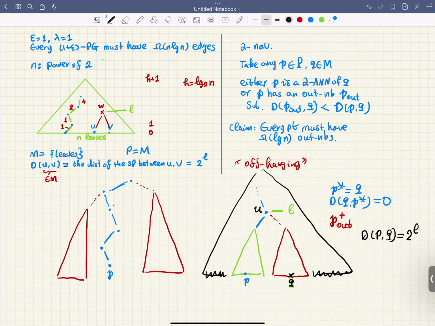Because if this P plus L was here, right, then the LCA will be higher than level L. You see what I'm saying? And then your distance is actually worse than before. I mean, what's going on here, right? Okay, so you can see we have rejected both possibilities. So this implies that this P must have an out neighbor in this off-hanging subtree. And therefore, n log n is the minimum.